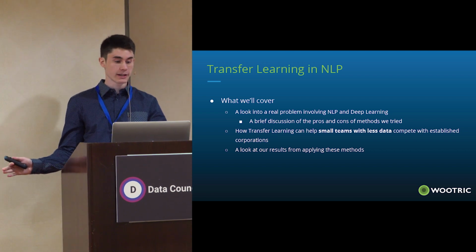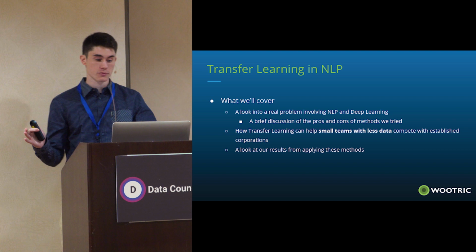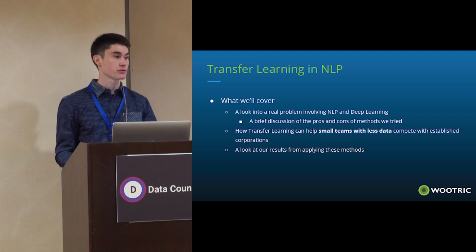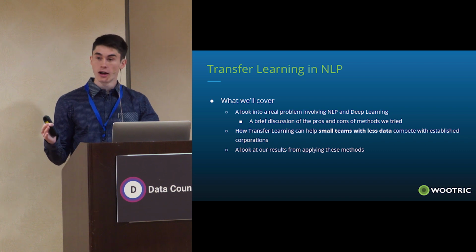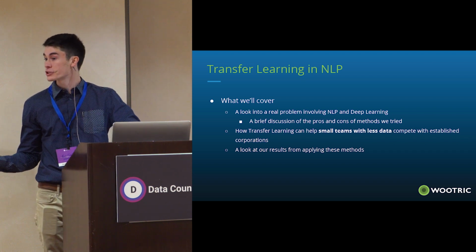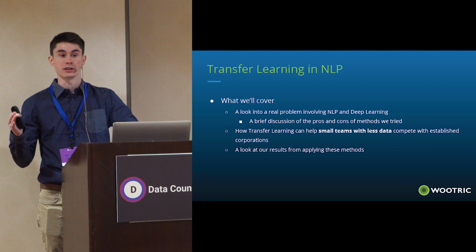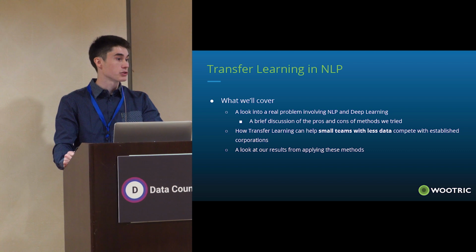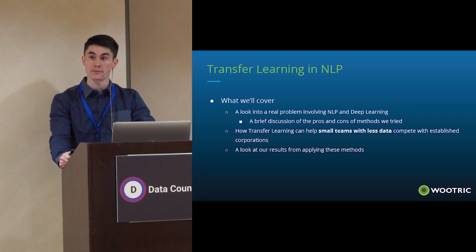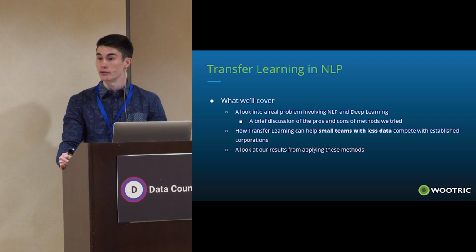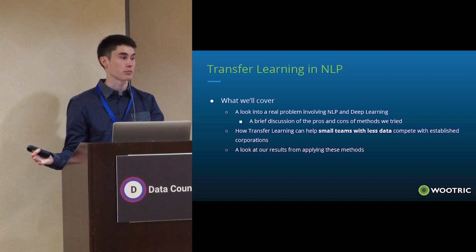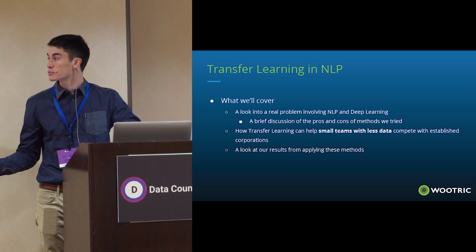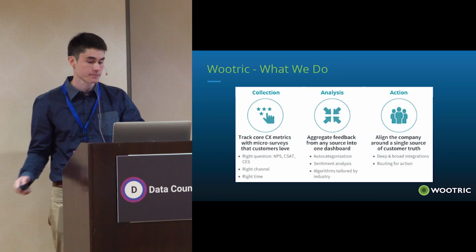So what we'll be covering in this talk is first, we're going to look at a real problem that we at Wootric are solving using NLP and deep learning. And we'll go through a brief discussion of the methods we tried on our way to using deep learning to solve this problem. Next, we'll go into how transfer learning can help small teams with less data still compete with bigger corporations with established teams of data scientists. And along the way, we'll be looking at the results we achieved from applying these methods.